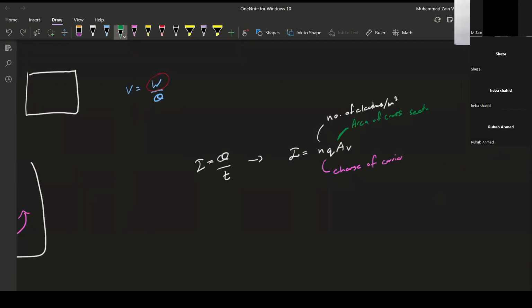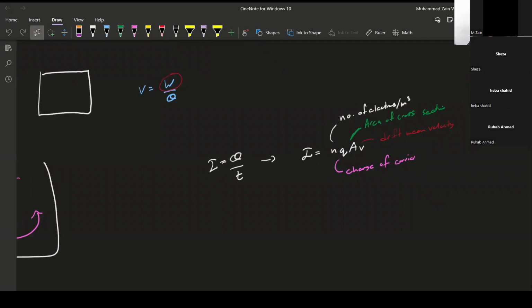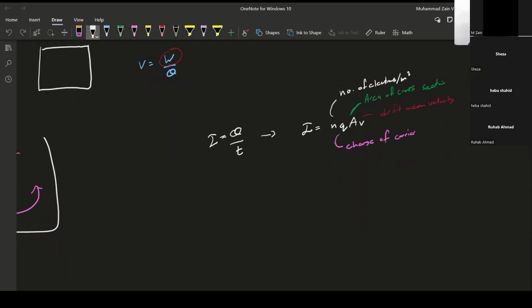And then I have v, which is the drift mean velocity. A was the area of the conductor that's conducting this electricity, and the drift mean velocity is the mean velocity by which electrons drift through that conductor. So that's what this formula is. This formula is also important. And then there's the whole derivation of this formula, which you all need to know, which you can refer to however you studied it in your notes.